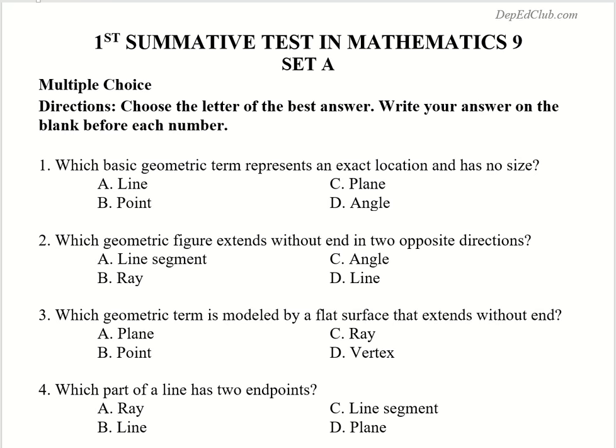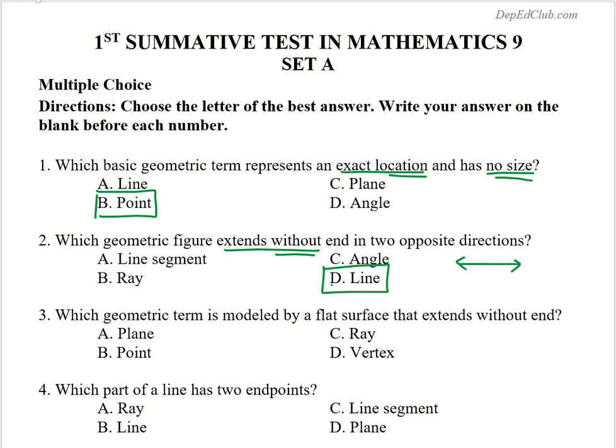So let's have number 1. Which basic geometric term represents an exact location and has no size? For that one po, that is a point. Remember the words exact location, no size, no dimension. Next, number 2. Which geometric figure extends without end in two opposite directions? Extends without an end, two opposite directions. So that will be a line.